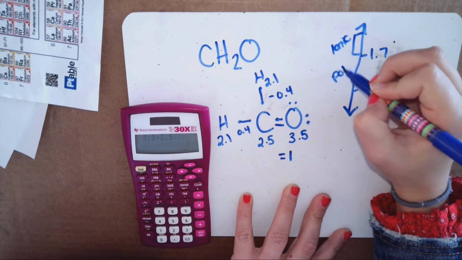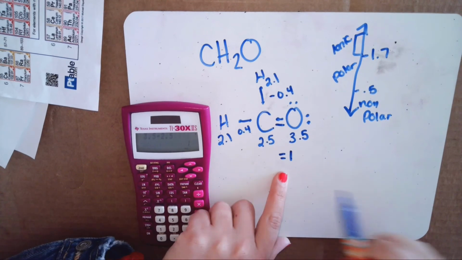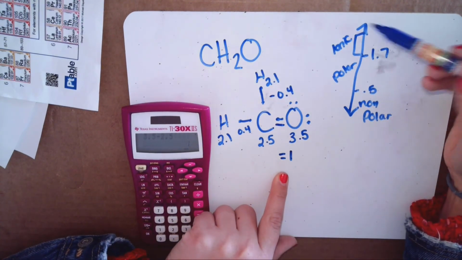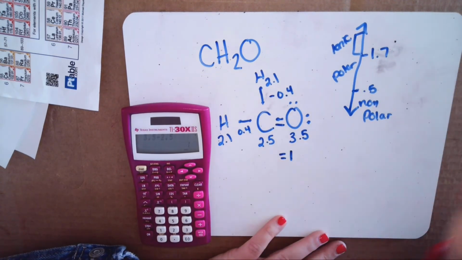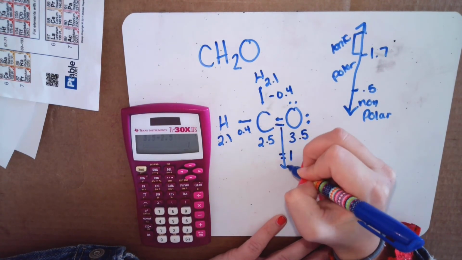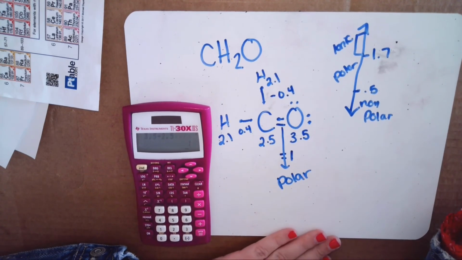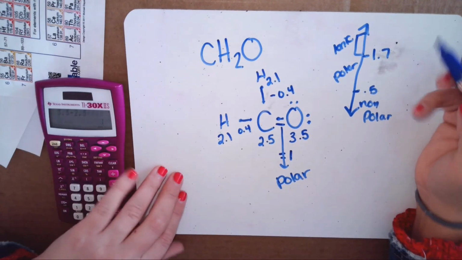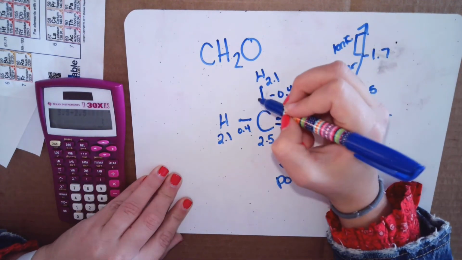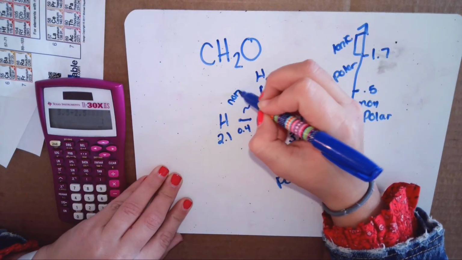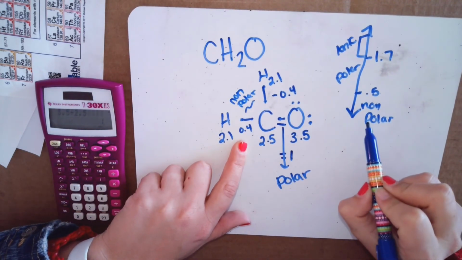Ionic, polar, non-polar. So let's start with our oxygen carbon of 1. Where does it fall on this chart? Polar. Very good. It's above 0.5, less than 1.7. So this bond, I'm just going to draw an arrow, is polar. Okay? Now what about carbon to hydrogen? They're 0.4. Where does that fall on here? Non-polar. So both of these are non-polar because when you subtract them, you get less than 0.5.